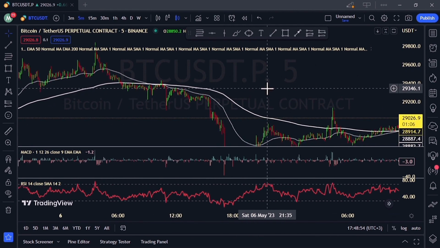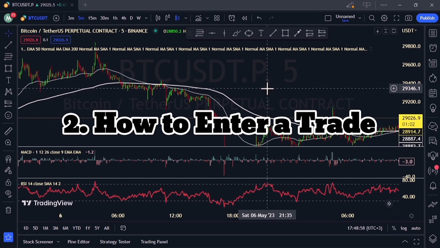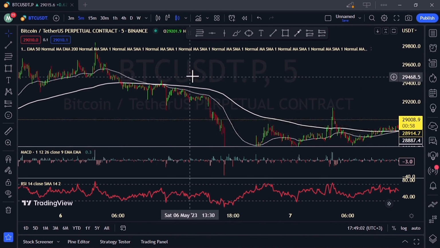So the checklist is really easy. How we should enter a trade. So we're going to use the EMAs as a trend indication.